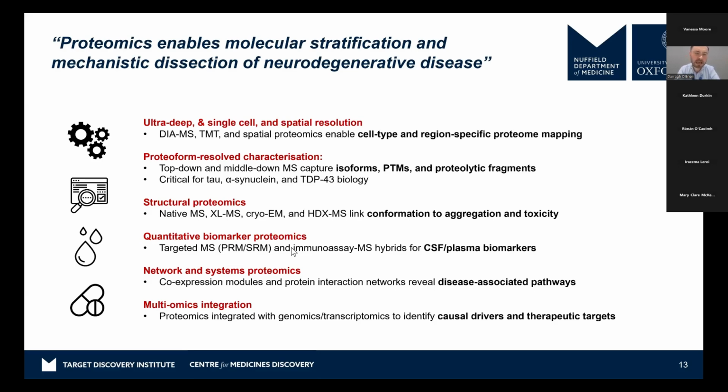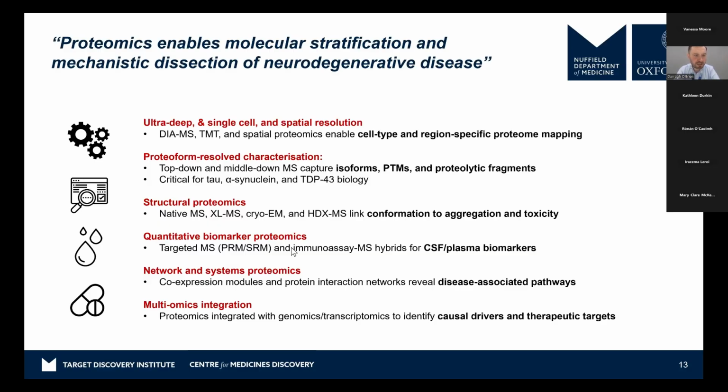As I said, we can nicely compare the different PTM signatures across the proteins in disease and also proteolytic fragments. I use a lot of structural proteomics in my research. So there's quite a lot of advances in native and cross-linking mass spectrometry and hydrogen deuterium exchange mass spectrometry. And these are constantly being improved upon and integrated with more traditional structural tools such as X-ray crystallography and, of course, cryo-EM. And these can help us link different protein conformations to aggregation and toxicity.